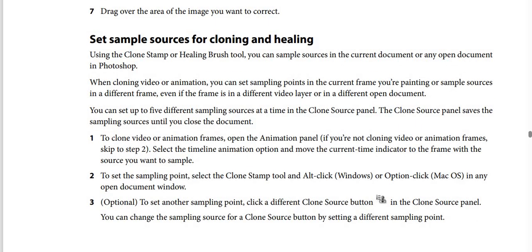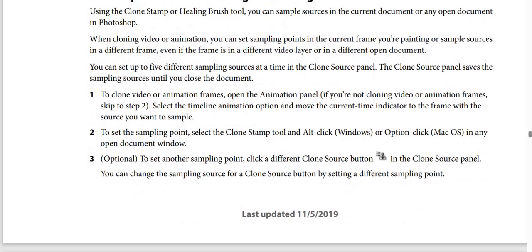And when cloning video or animation, you can set sampling points in the current frame you are painting or sample sources in a different frame. And even if the frame is in a different video, layer or in a different open document. And you can also set up to 5 different sampling sources at a time in the clone source panel. And the clone source panel saves the sampling sources until you close the document.